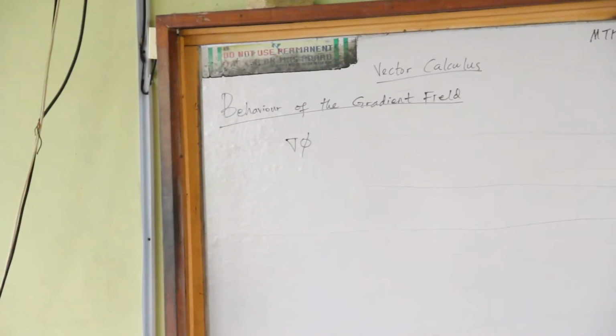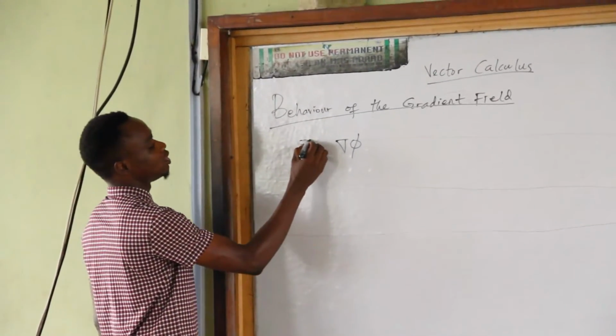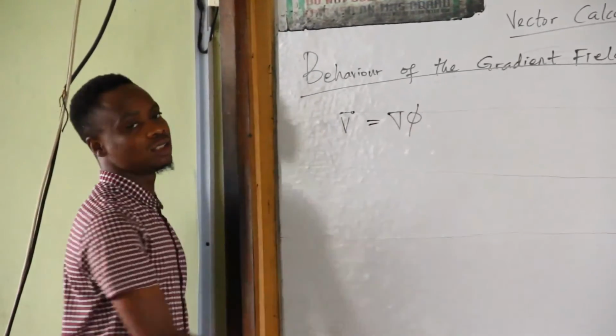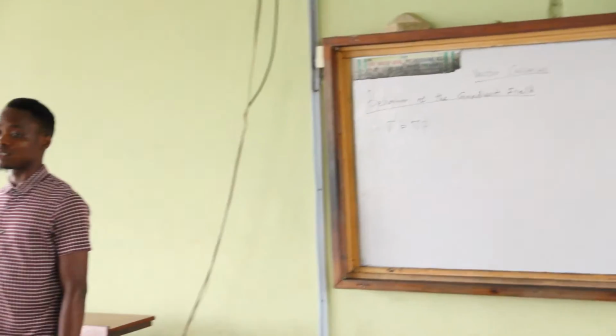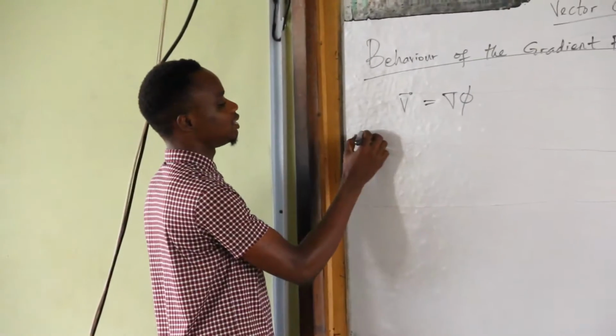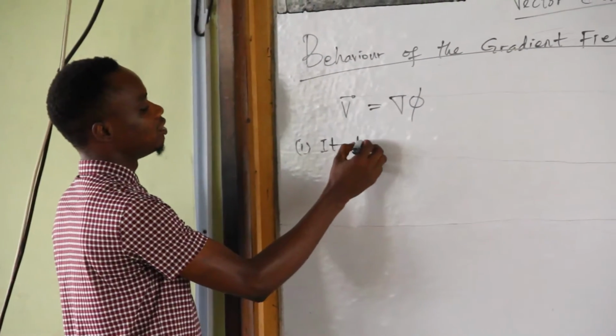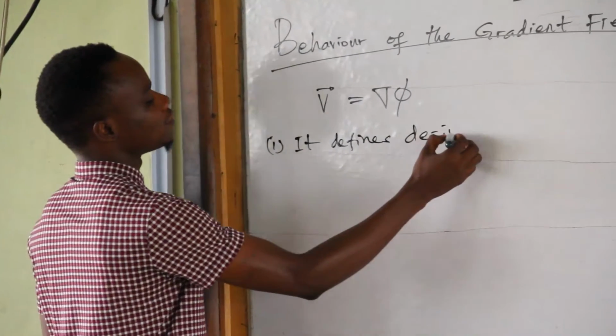Okay? So please pay attention now. That means we are looking at some vector field or some vector function, which is the lambda of some scalar function phi. You see, making sense? Okay? So we use this to define directional derivative. So we say that it defines directional derivative.